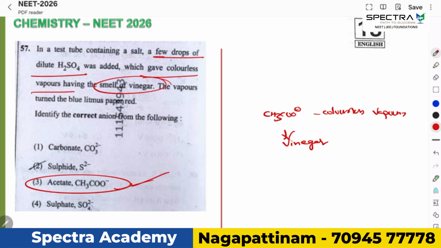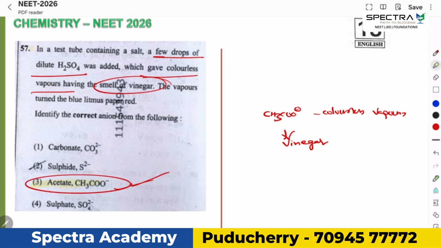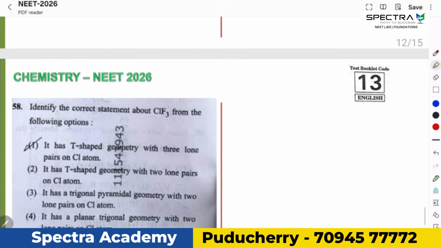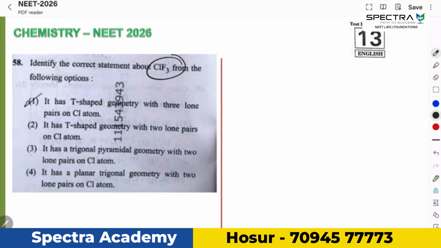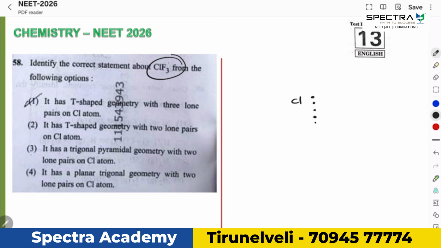So direct question. So these type of questions will score. Next one, 58. They have given ClF3, chlorine. The chlorine atom, the central atom, has 7 electrons in the outermost shell, 3 fluorine atoms in bond formation, hybridization involved, and 2 has the lone pairs.